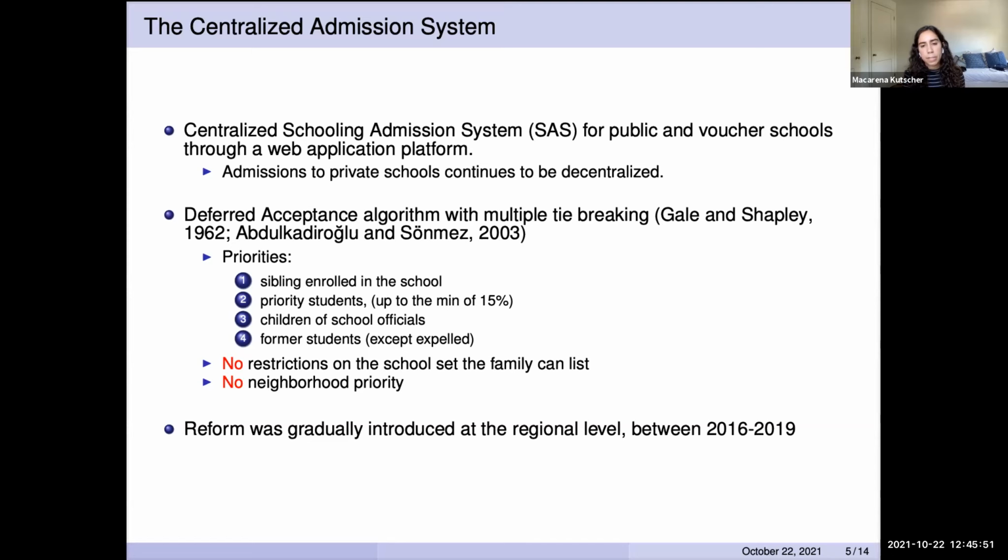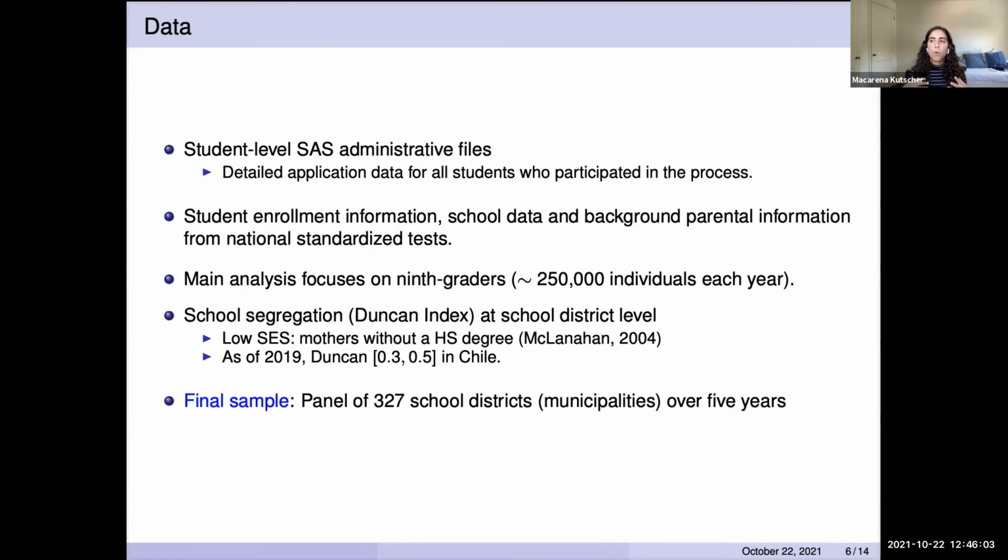In 2017, it continued with 4 more regions. In 2018, it included 9 more regions. And finally, in 2019, the Metropolitana region was included. For the analysis, we merged rich student-level administrative data with socioeconomic information that comes from the national standardized exams.